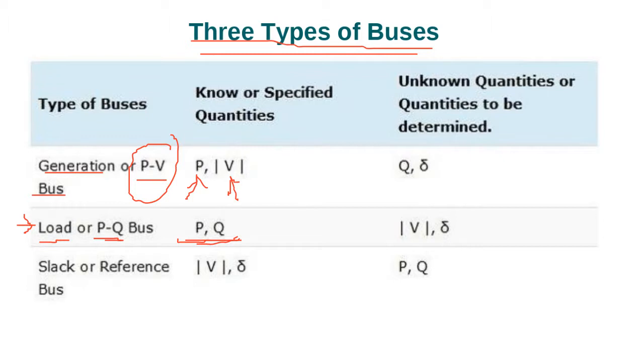And then the third one is the reference bus or slack bus, or we also call it swing bus. In some textbooks you will see swing bus. So this will be voltage and angle. For the others, the angle will be determined later.